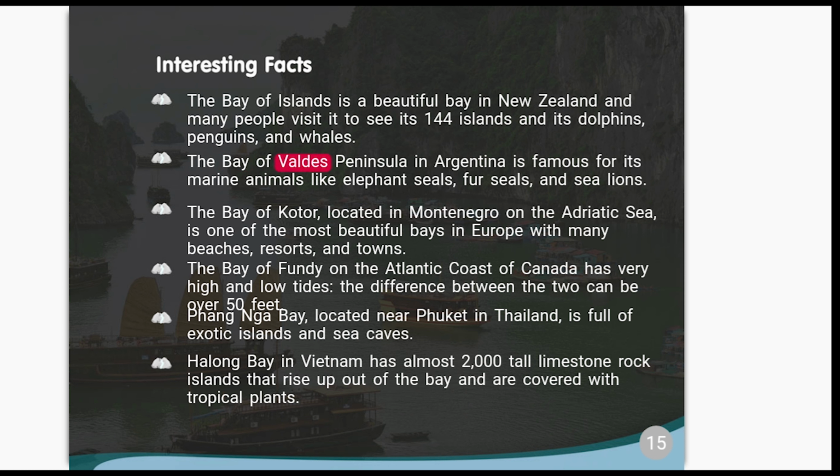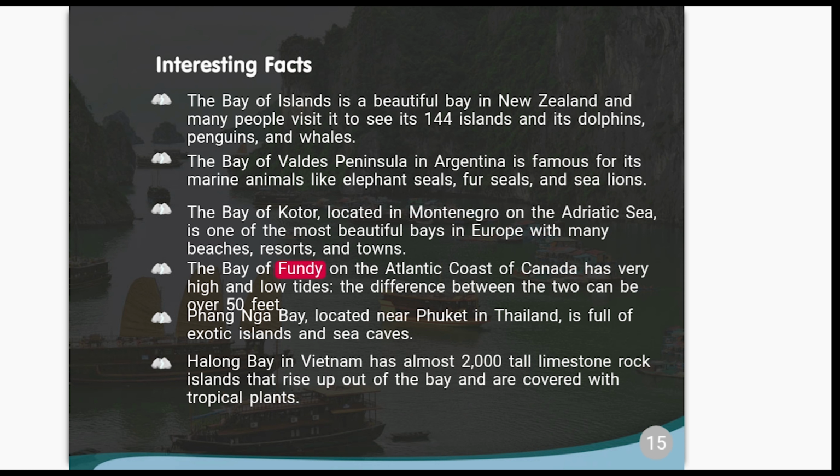The Bay of Valdez Peninsula in Argentina is famous for its marine animals like elephant seals, fur seals, and sea lions. The Bay of Kotor, located in Montenegro, on the Adriatic Sea, is one of the most beautiful bays in Europe, with many beaches, resorts, and towns.